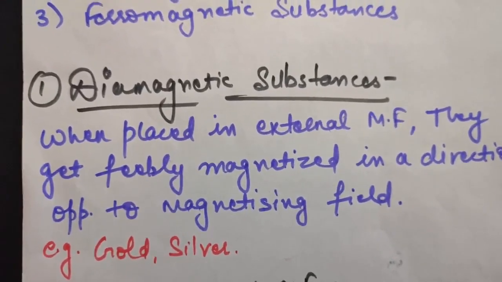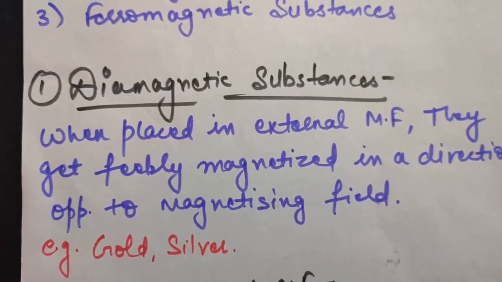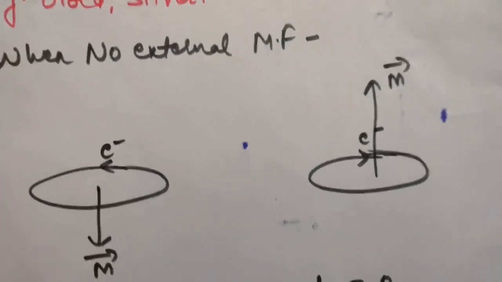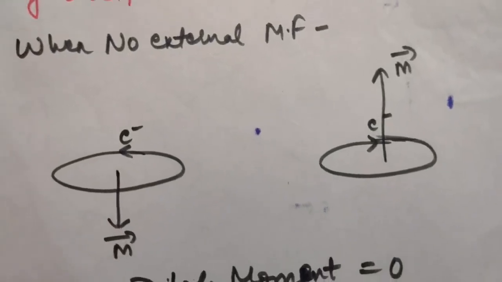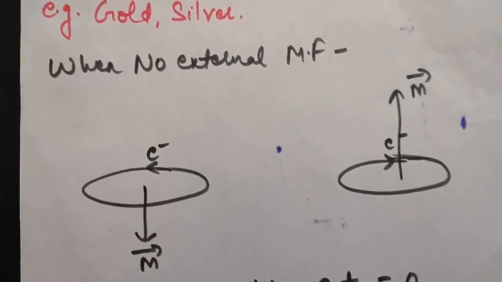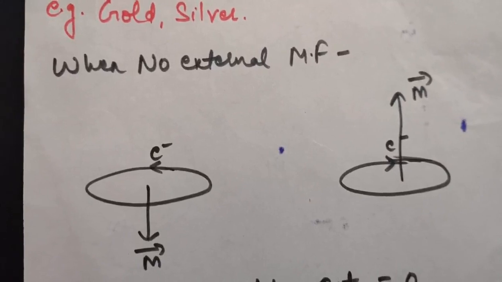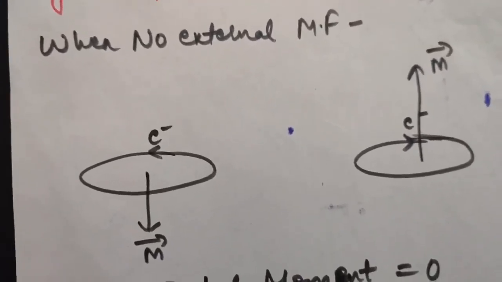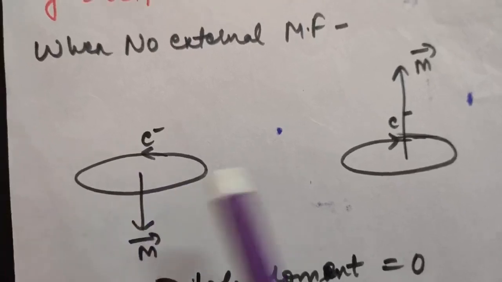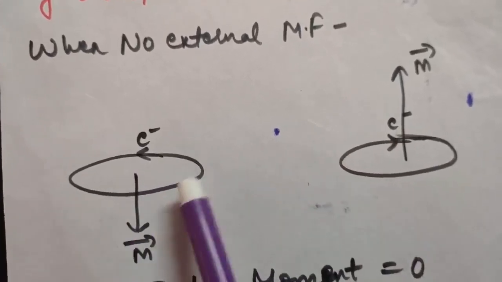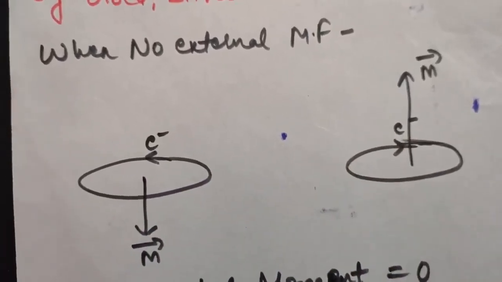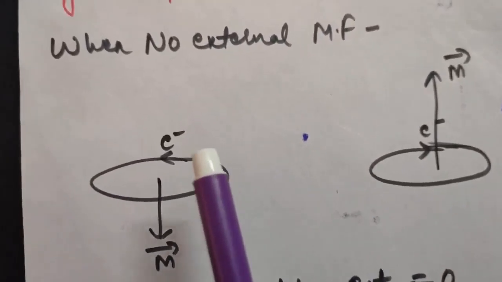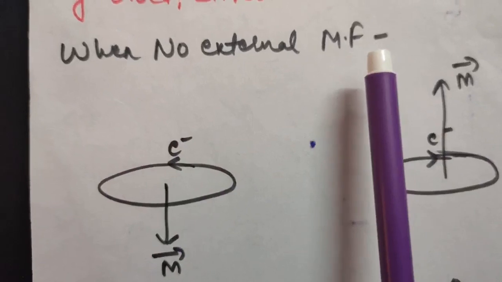Now let us understand the concept behind the magnetization of diamagnetic substances. We'll discuss two cases: when no external magnetic field is there and when a magnetic field is there. First of all, in diamagnetic substances we have paired electrons. These are two paired electrons which are moving in opposite directions. Because they are paired, obviously they will have opposite spin movement. Now this case is for when we have no external magnetic field.